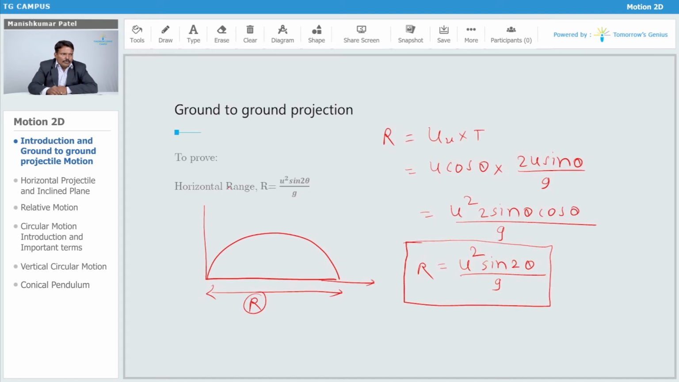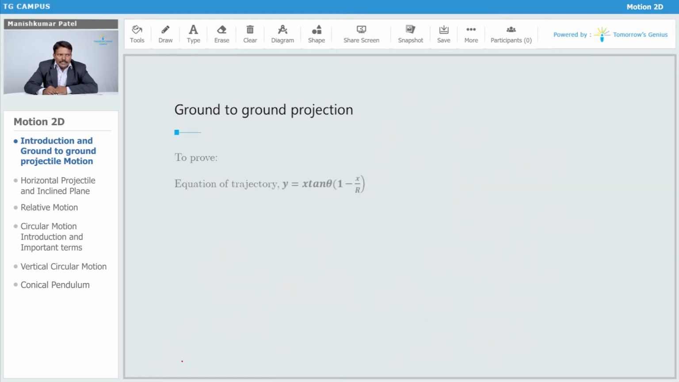So that is how we can prove that the range, the same expression which we have got, R is equal to u square sin 2 theta upon g. Once we have the expression for this range, obviously I am throwing the object in this direction and you have to calculate this range, so we are going to call it the horizontal range. Now next we have to prove the equation of trajectory. So how are we going to calculate the equation of trajectory from this expression?